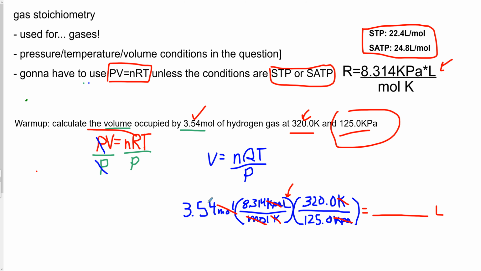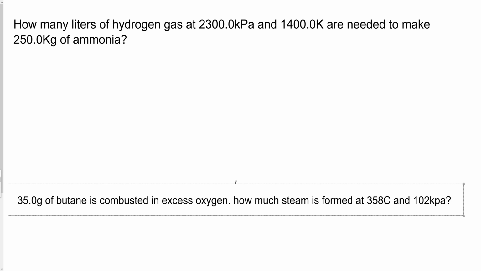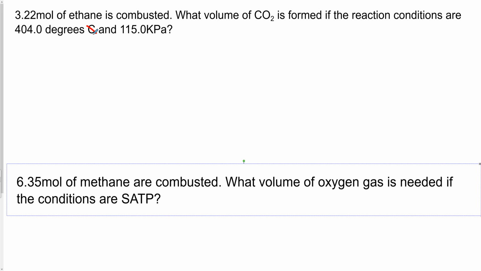And we only have 3 sig digs to spend, so we have 75.3 liters of hydrogen gas. So that's just getting us back in the saddle. Now we are going to get into one of these questions. I'm just going to change this to Kelvin, just so we can get rid of any conversions here.